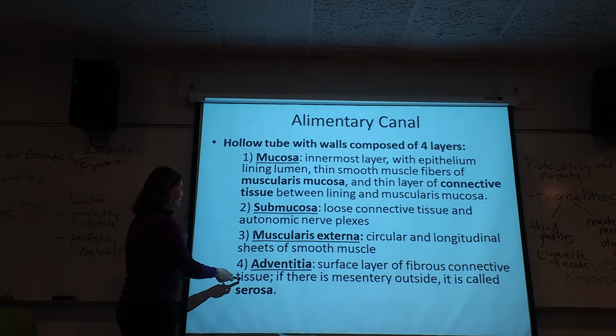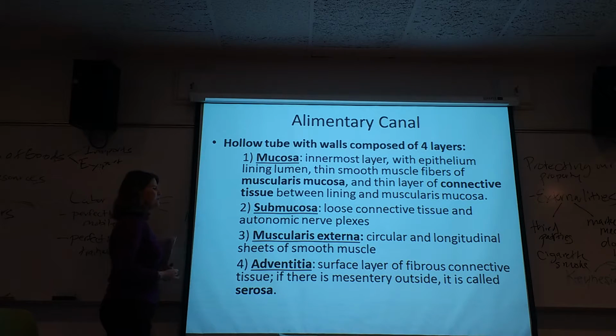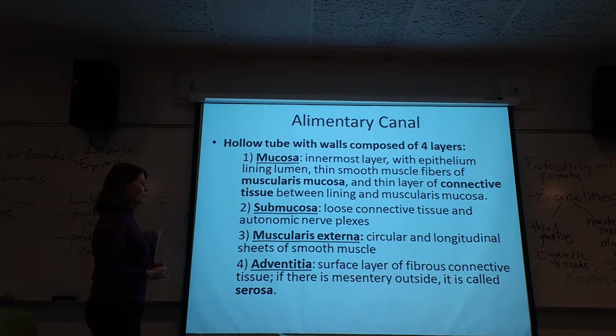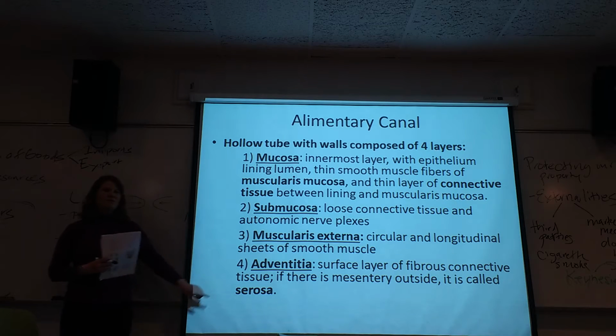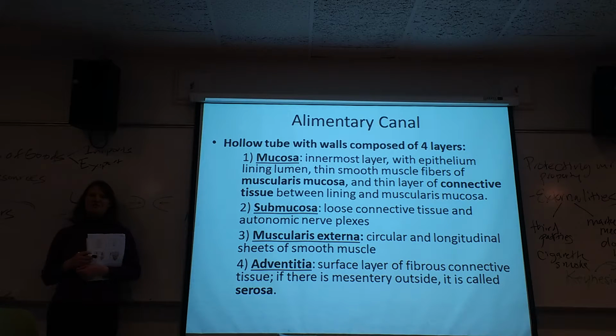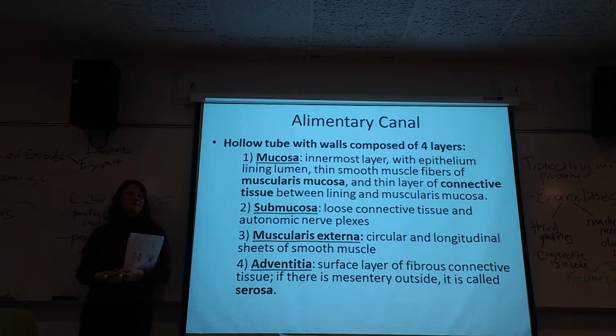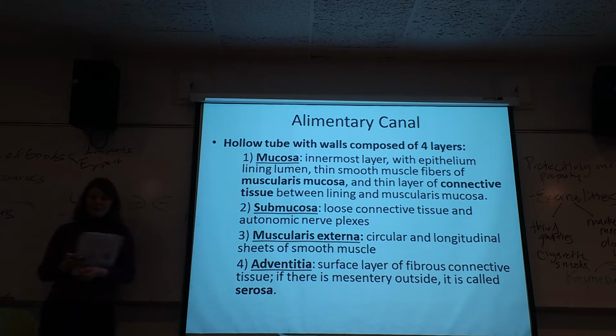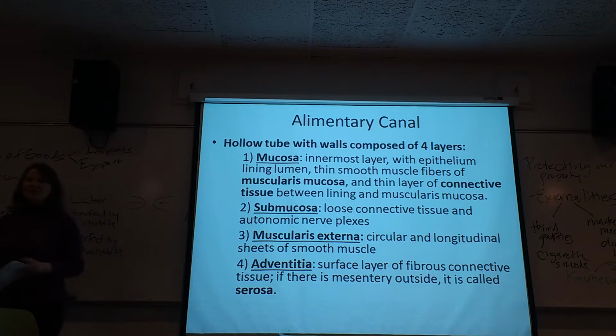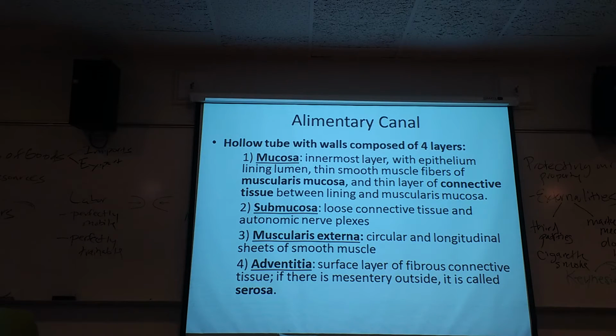Then finally we have the adventitia, that's the outer surface of the intestine. That's made up of fibrous connective tissue, and if there's a mesentery outside, then it would be called serosa. So an additional name if we have an additional layer. So if there's mesentery surrounding the intestine, then we call it serosa instead of just an adventitia for the outer layer. Okay, so let's take a look at what that looks like.